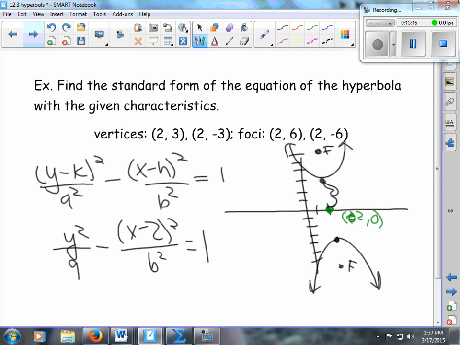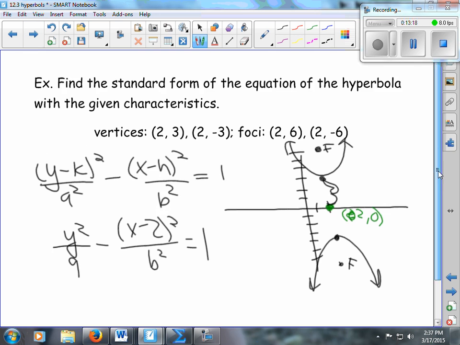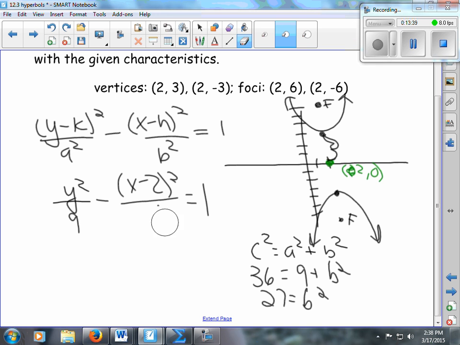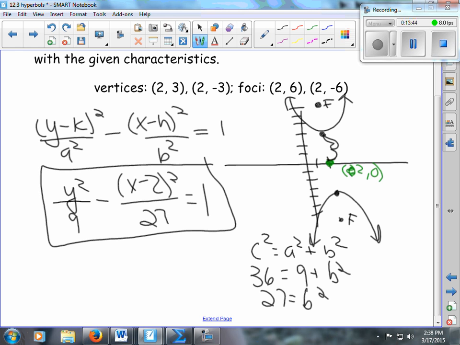But we're almost done. I just have to figure out what b squared is, and I can do that with the focus. So we know that c squared equals a squared plus b squared. The focus was 6 away, so that gives me 36 as c squared equals 3 squared plus b squared. Minus 9, that's 27. Don't worry about the square root, you just want to know what b squared is. And so I'm just going to replace the b squared with 27. And that's the equation of my hyperbola in standard form.